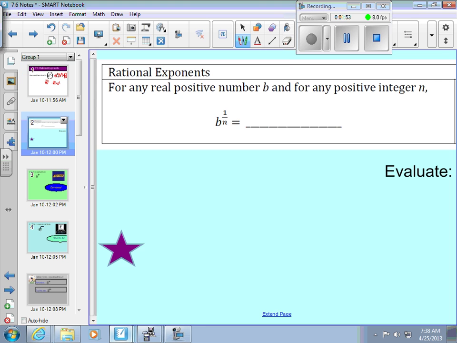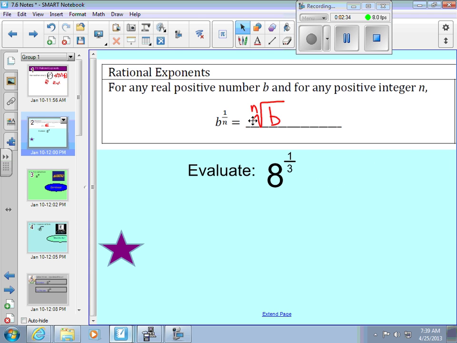So to kind of sum up what we just talked about with rational exponents, for any real positive number b and for any positive integer n, b to the 1 over n power is the same as the nth root of b. So whatever your exponent is, if it's 1 over some number, it's the same as taking that number to the nth root. Let's look at an example here.